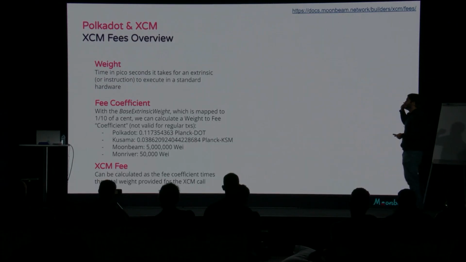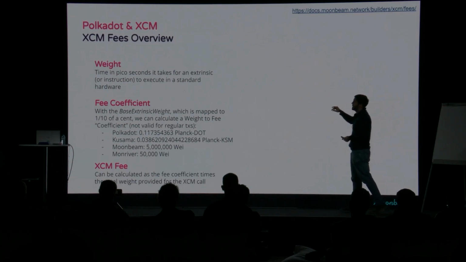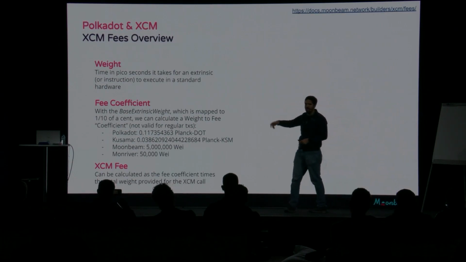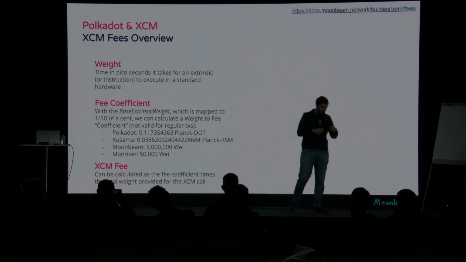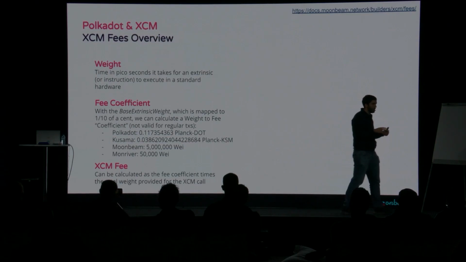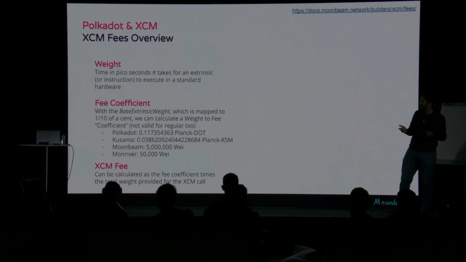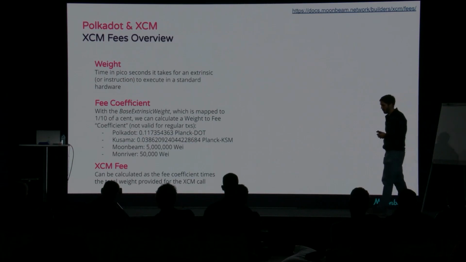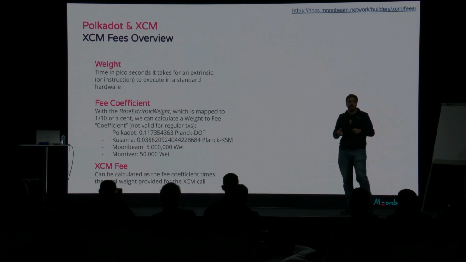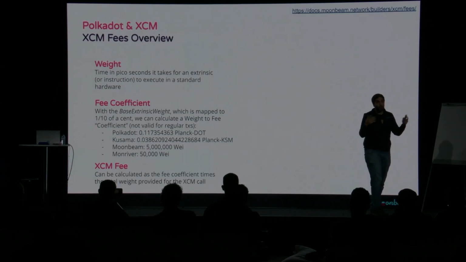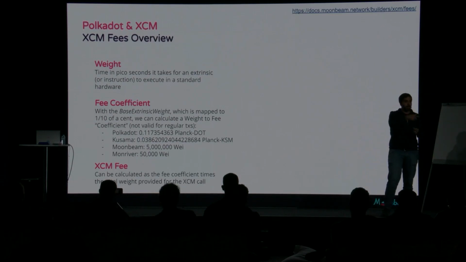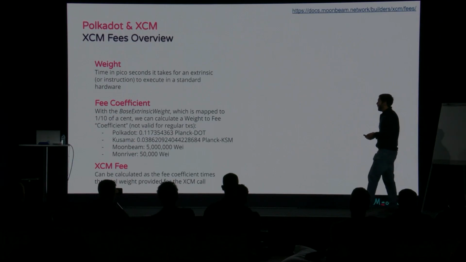But in order to talk about XCM fees, we need to understand what weight is. And I think Gavin mentioned it in his talk. But the way that I like to see it is, it's basically the time that it takes to execute a given extrinsic in picoseconds with the standard hardware, right? So if we want to do a balance transfer with an Intel Pentium 3 or whatever, that's going to take a certain amount of picoseconds, that's its weight.